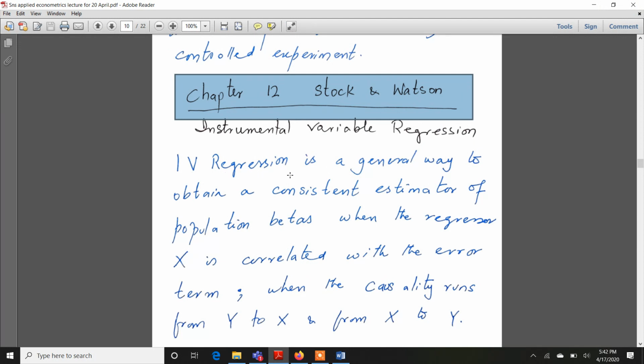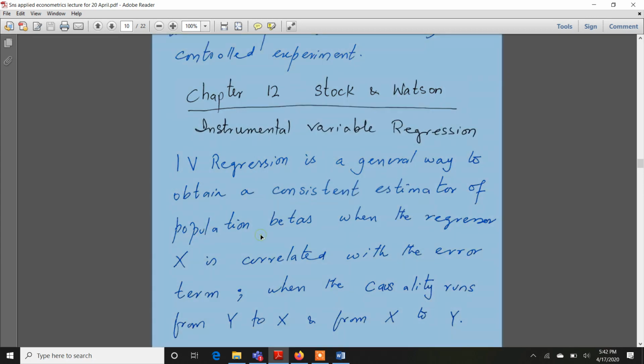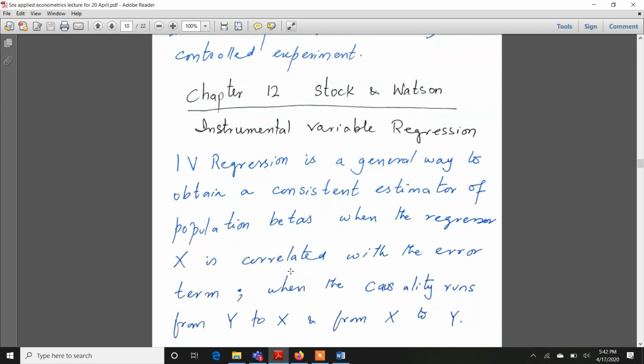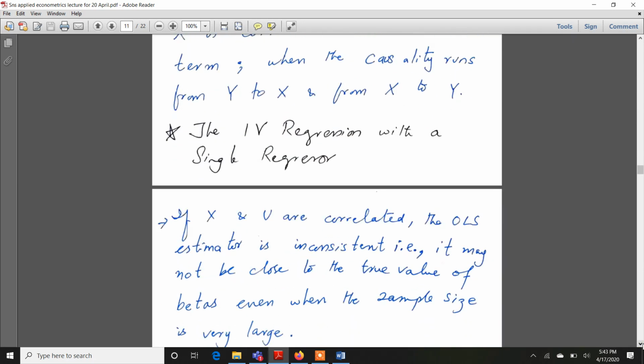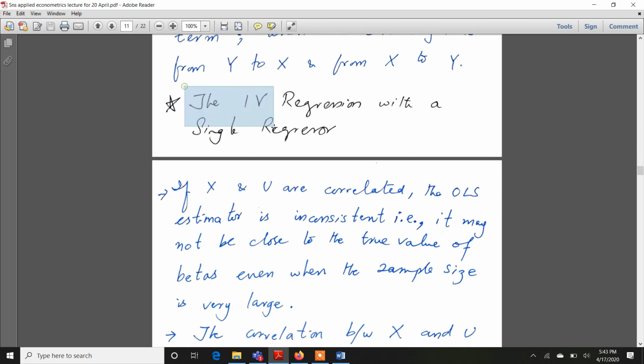So instrumental variable regression is a general way to obtain a consistent estimator of the population betas when the regressor X is correlated with the error term. Actually, when this happens, endogeneity, that is when X is a function of Y and Y is a function of X, so we have a bidirectional relationship, then we use the methodology of instrumental variable regression. So let's start with a simple understanding of instrumental variable regression where we have one y and one x.